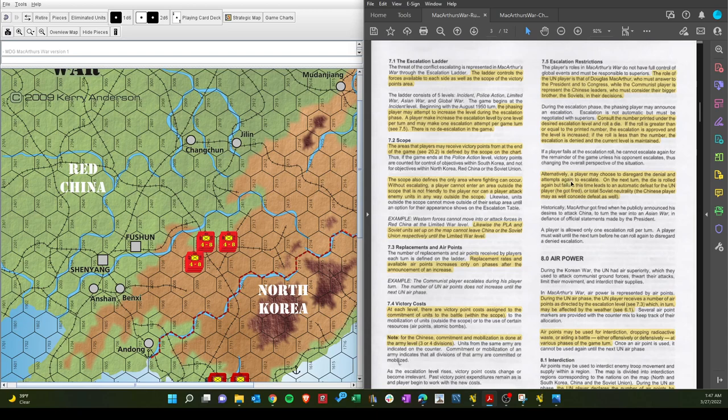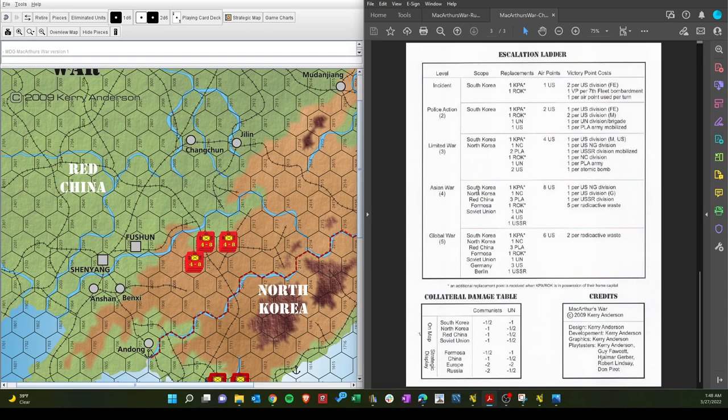And that's what MacArthur tried to do. He kept trying to escalate. So that puts a little bit of penalty here, you know, you're not going to freely escalate. You've got to think about it. Historically, MacArthur got fired when he publicly announced a desire to attack China to turn the war into an Asian war, in defiance of the president. And he got fired. So this is what MacArthur was going for.